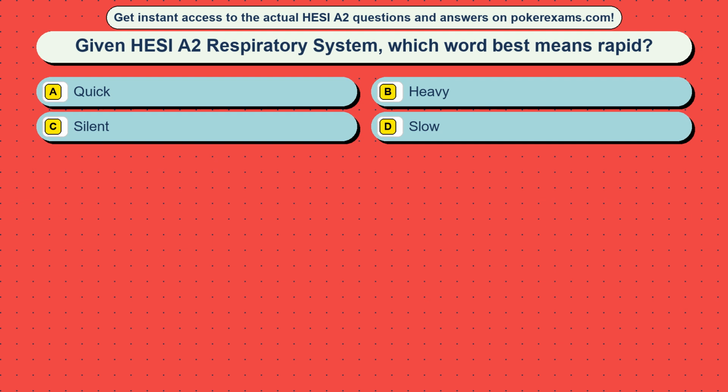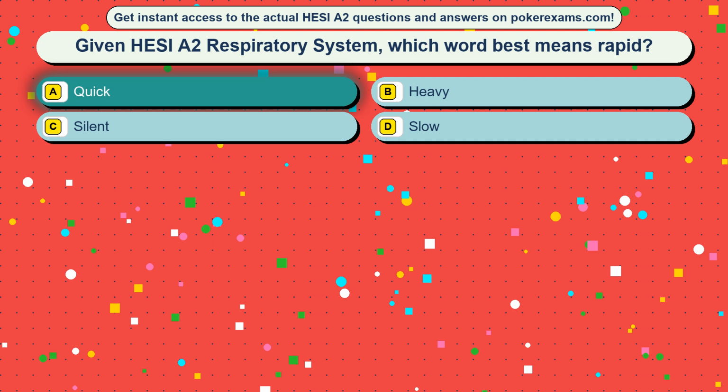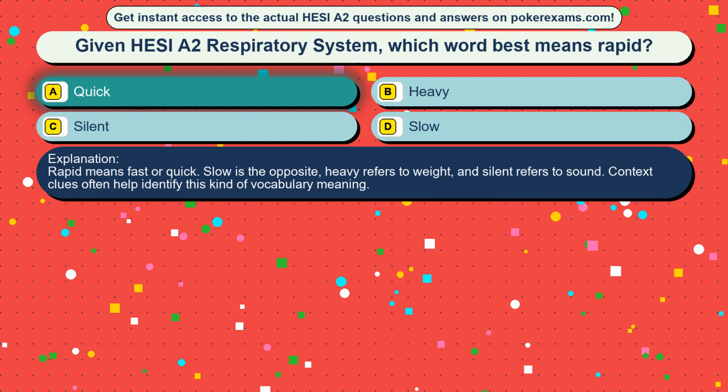Question 18. Given HESI A2 Respiratory System, which word best means rapid? Option A, quick. Option B, heavy. Option C, silent. Option D, slow. The correct answer is option A, quick. Rapid means fast or quick. Slow is the opposite, heavy refers to weight, and silent refers to sound. Context clues often help identify this kind of vocabulary meaning.